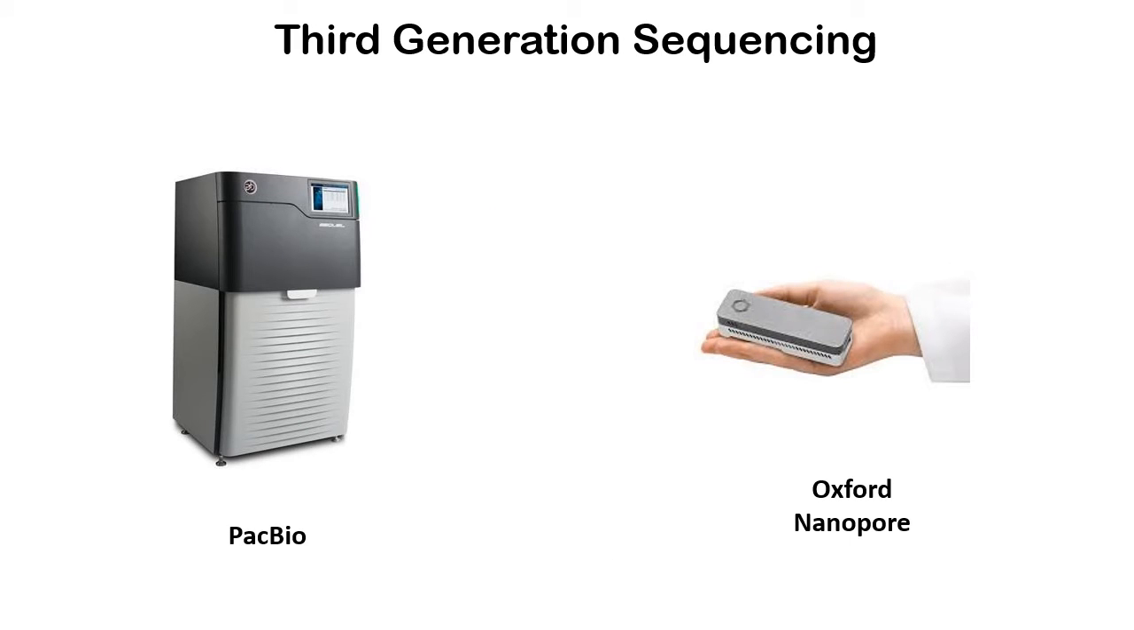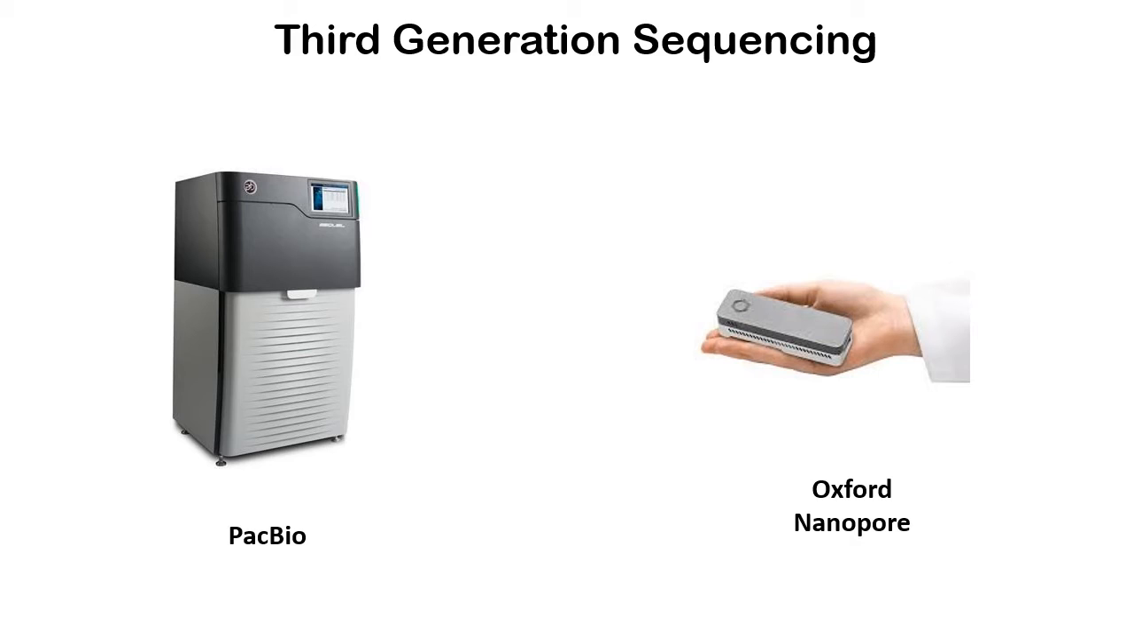So now we're looking at third generation sequencing. Sanger sequencing is good at sequencing long reads. It's not high throughput. Next-generation sequencing is high throughput, but cannot sequence long reads. What if we want to sequence long reads with a high throughput platform? Boom, here comes third generation sequencing.